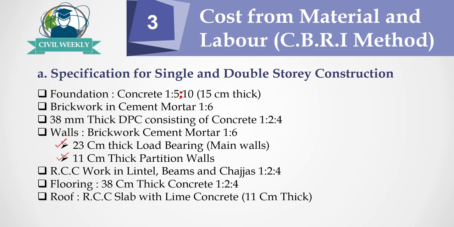Then they provided some RCC work and steel in the lintels, beams and chhajjas. For flooring they provided concrete of a certain thickness, and for the roof also they provided lime concrete of a certain thickness. This is the kind of structure they built, and from this specification they arrived at the equations for single story and double story.